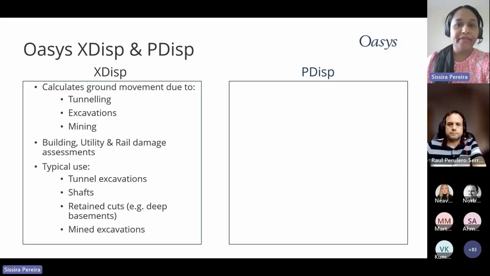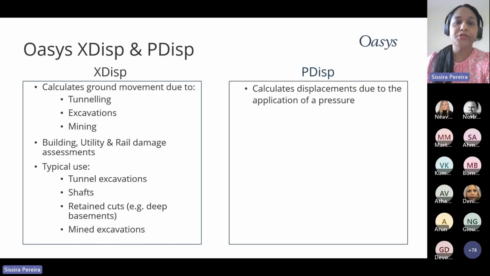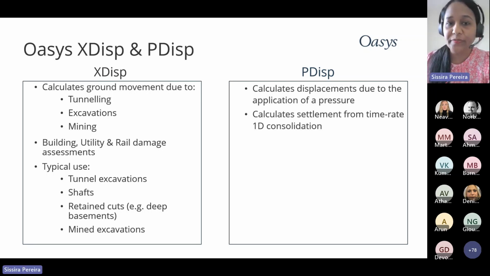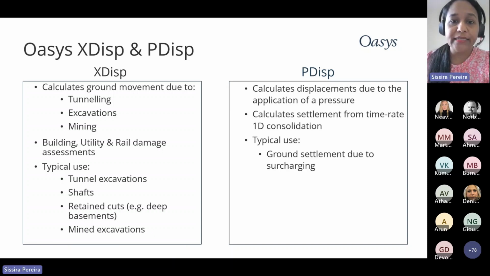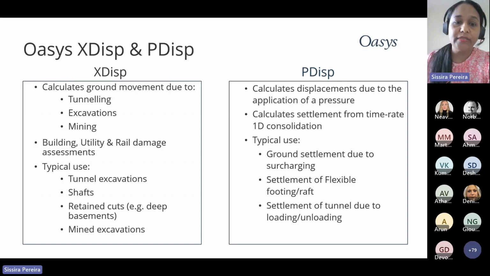In comparison, we have PDisp, which is our program which calculates displacements due to application of a pressure. In addition to immediate settlement due to application of pressure, PDisp can calculate settlements from time rate one-dimensional consolidation as well. So the typical use of PDisp would be to calculate ground settlement due to surcharging, or the settlements of a flexible footing or a raft, or a settlement of a tunnel due to loading or unloading.